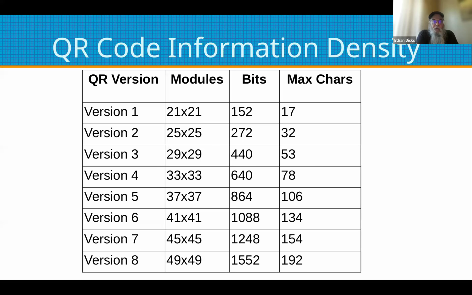The amount of information you can store is based on what size module. The smallest one is the version 1, and that would even fit using regular inverse characters. Although there's a trick. So modules are when you look at a QR code, when you see the actual pixels of a QR code, those are called modules. So the grid size is described as how many modules by how many modules.